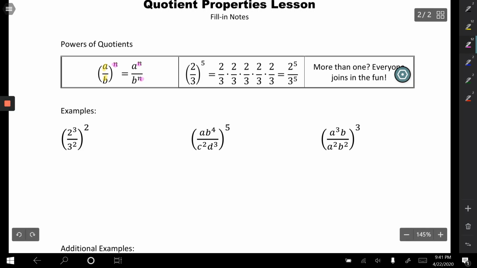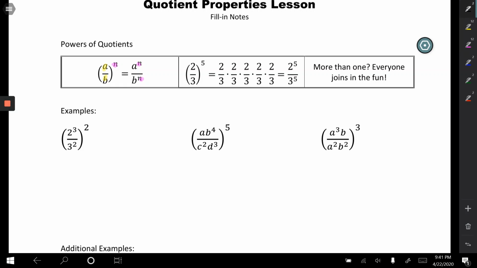And my little example illustrates this. That means if I have 2/3 to the 5th power, I actually have 2/3 multiplying 5 times. So there's 5 2's and there's 5 3's all multiplying. So it acts exactly the same way as our powers of powers that we had before. More than one base on the inside of those parentheses, everyone joins in the fun. Working just the same way that our powers of powers did.